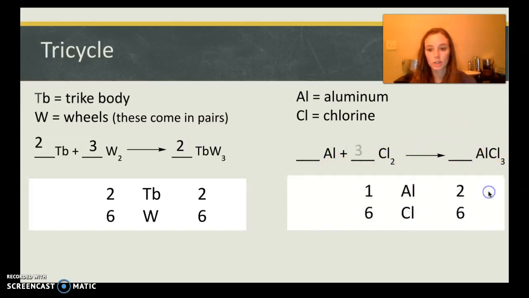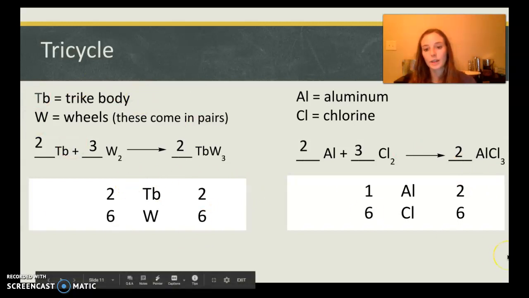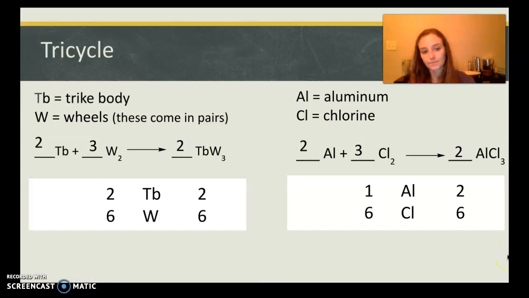So in order to change it, I'm going to gradually add stuff to it, and eventually I would see, similar to the steps I took over here, I would get 2 aluminums on each side and 6 chlorines on each side. Make sure that you have these examples written down in your notes to refer back to them.